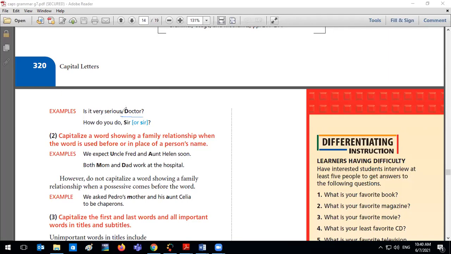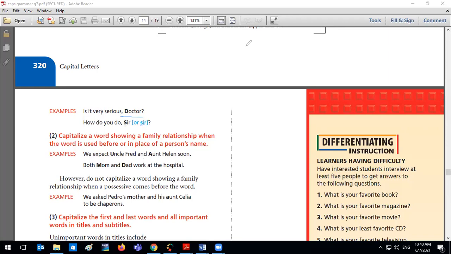Is it very serious, doctor? So the comma and doctor here show me that I'm speaking to the doctor. If you are directly addressing the doctor, you need to capitalize the word doctor. How do you do, sir? Here, capitalizing the S or lowercasing the s are both acceptable.